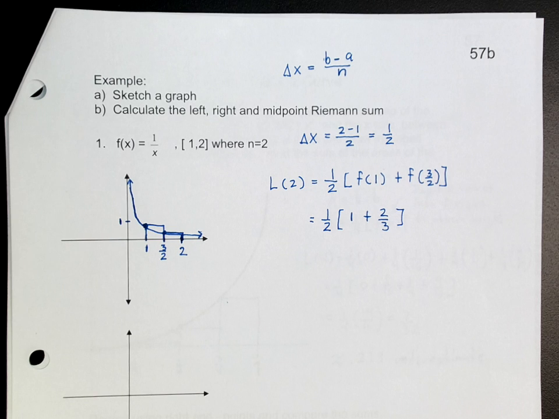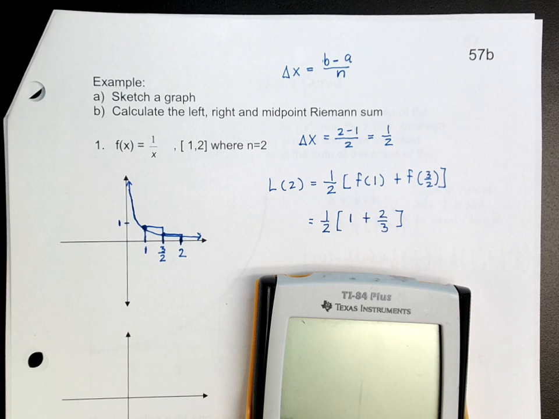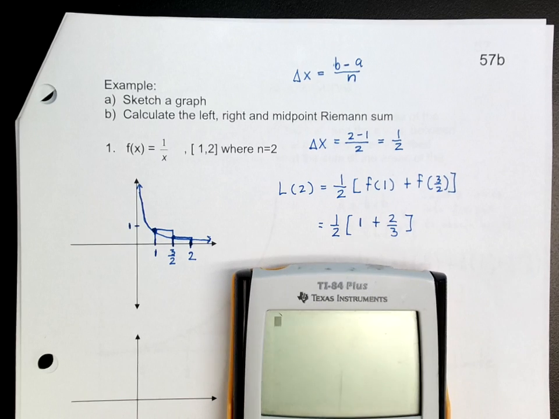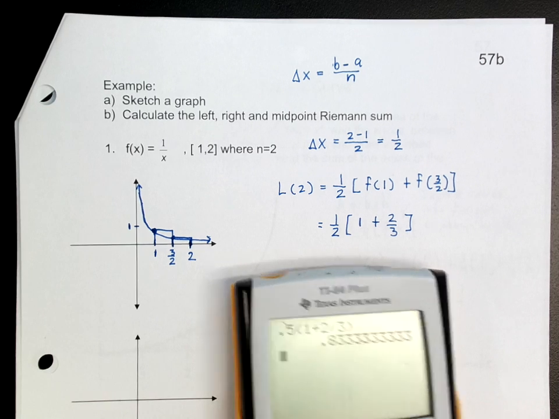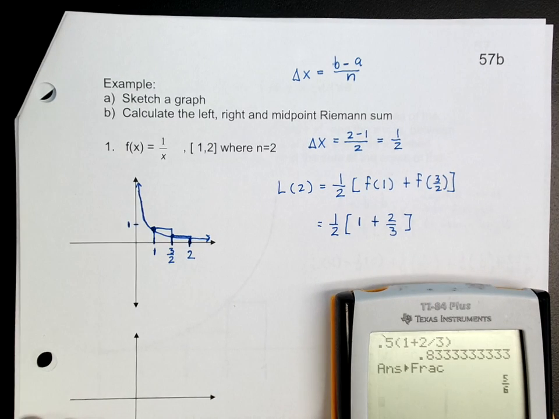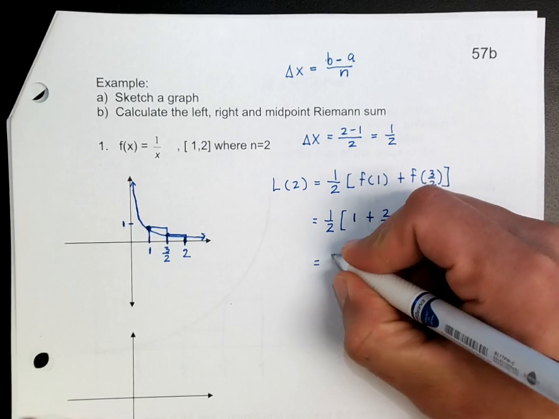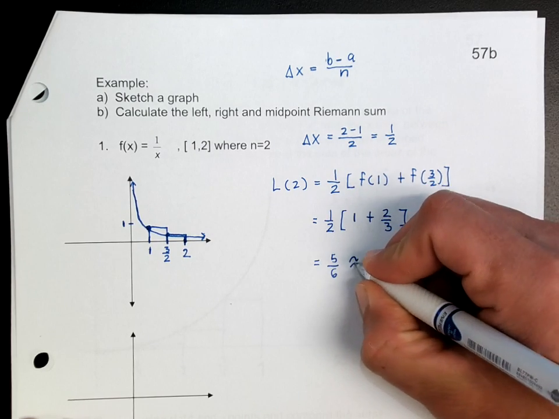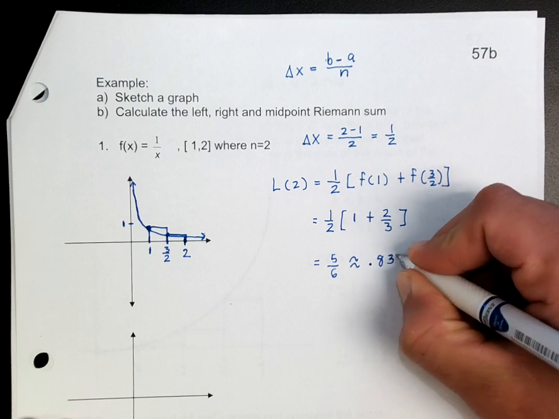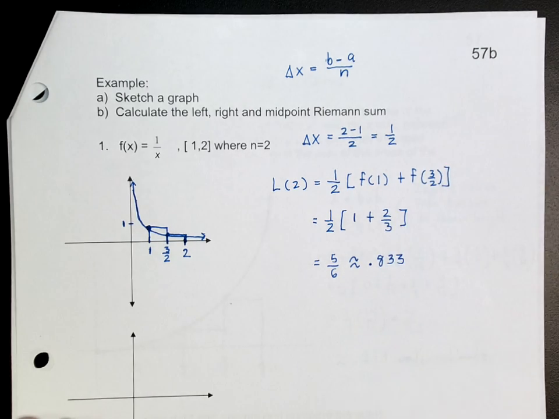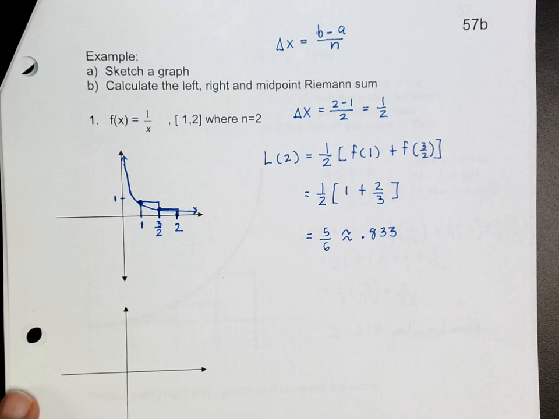Let me see what that is, because I didn't do it ahead of time. So we get 0.5 times 1 plus 2/3. That looks like 5/6, which is approximately 0.833. Let's leave it like that. Remember that in this case this is an overestimation.